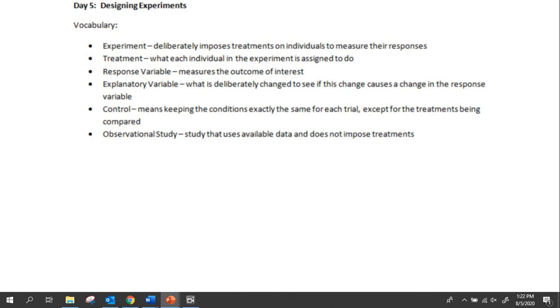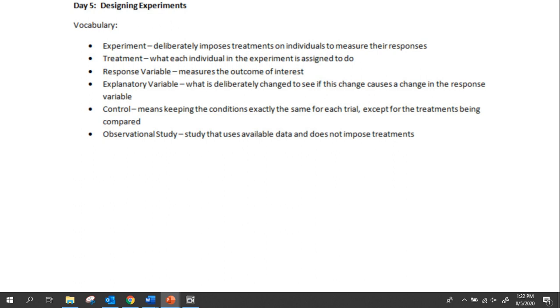Today's lesson is on designing experiments. An experiment deliberately imposes treatments on individuals to measure their responses. A treatment is what each individual in the experiment is assigned to do. A response variable measures the outcome of interest. An explanatory variable is what is deliberately changed to see if this causes a change in the response variable.